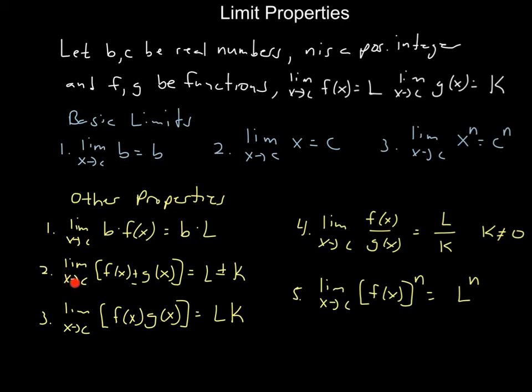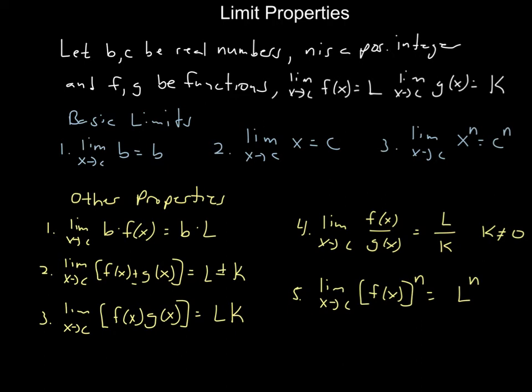When I take the limit as x approaches c of f of x plus or minus g of x, I'm going to get L plus or minus k, where, remember, L and k were the limits as x approaches c of f and g respectively. And number 3, the limit of f of x times g of x is going to be L times k. Number 4 is a little bit different because it's the limit of f of x divided by g of x. You'll still get L over k, but that's provided that k does not equal 0. If k was equal to 0, then this one would not exist. It would be impossible to find that limit.